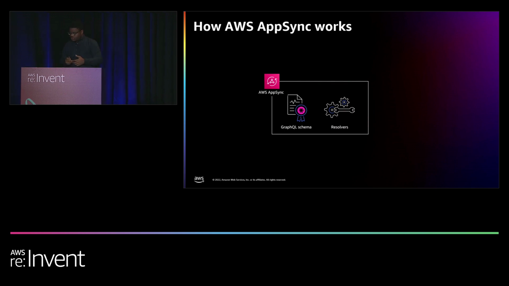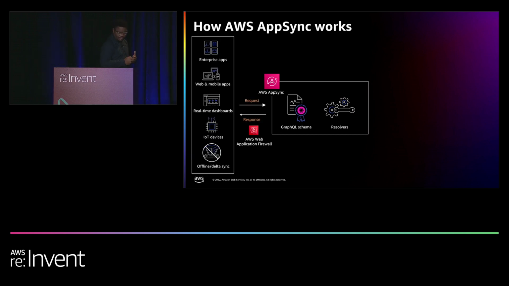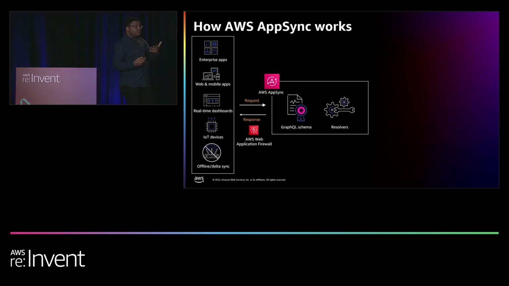So how does AppSync work? AppSync consists basically of a GraphQL schema and a set of resolvers. Resolvers take your GraphQL payload, convert it to the underlying system storage protocol, and execute the query on your data source if you're authorized to invoke it. There are a number of mechanisms that you could use to invoke your GraphQL API, with a number of client types, whether it's an enterprise app, web or mobile app, or IoT apps as well. And you could attach an AWS web application firewall to your AppSync endpoint to protect from things like web exploits or bots as well.